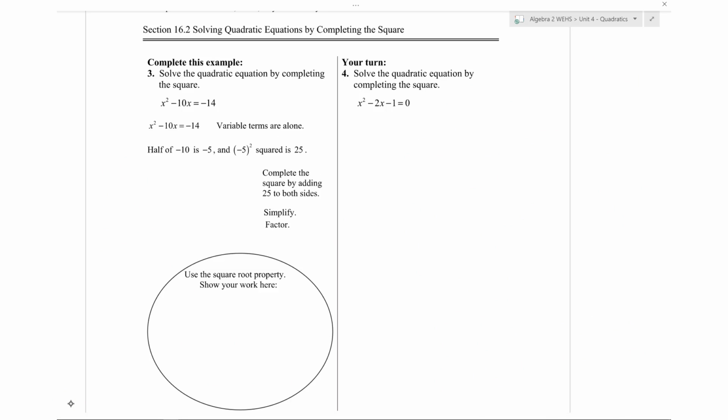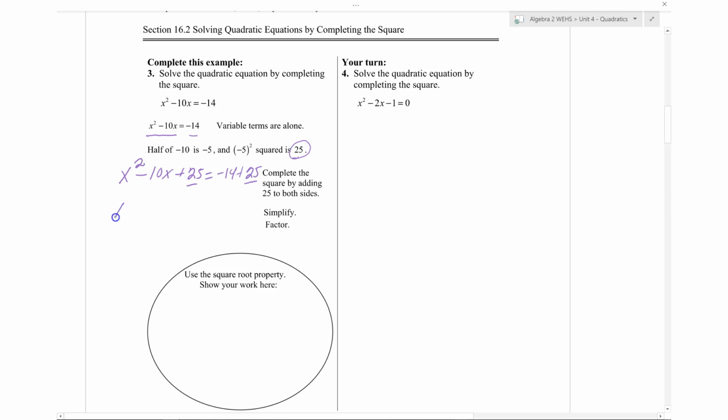So we're going to continue with solving the quadratic by completing the square. The first step is to have the variables alone, and you can see we have x squared minus 10x equals negative 14. The next step is to get half of negative 10 and then square it, and we have 25. To complete the square, we have x squared minus 10x plus 25 equals negative 14 plus 25. And by adding 25 to both sides, we've completed the square.